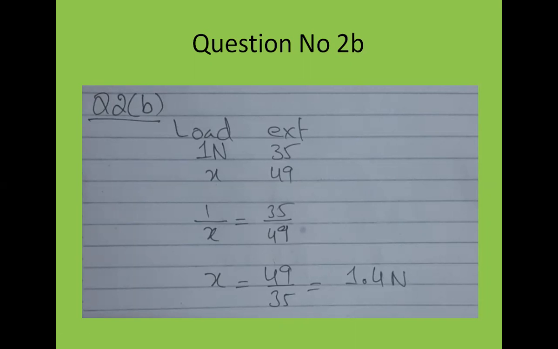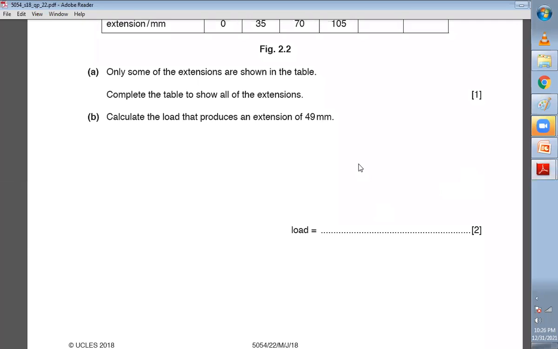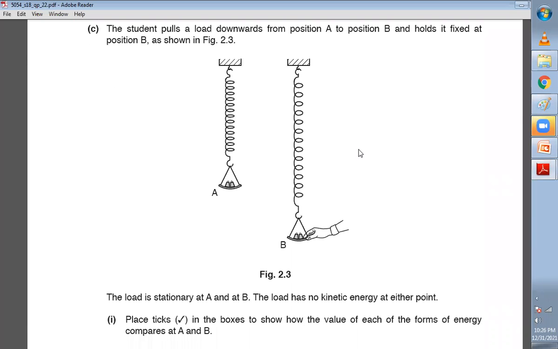Hopefully you understand. One very technical thing about this question is that you have to take this load and extension value from that portion of the table where the load and extension are directly proportional to each other. You have to remain below the limit of proportionality. Okay, hopefully you understand.